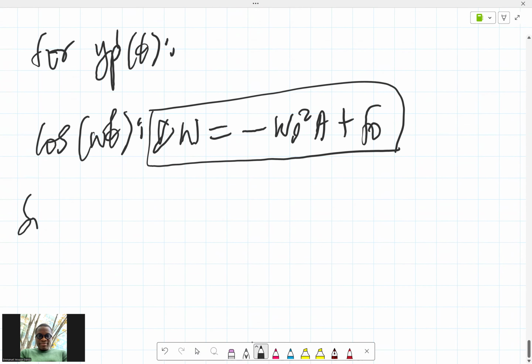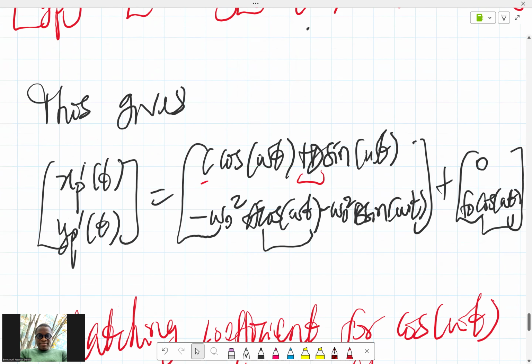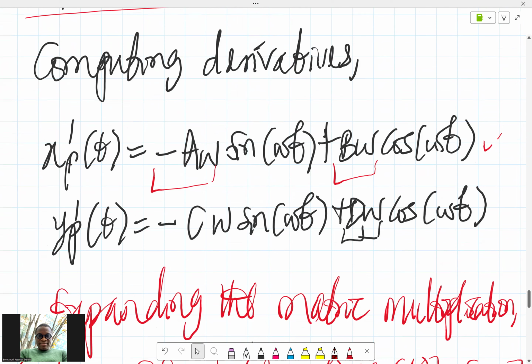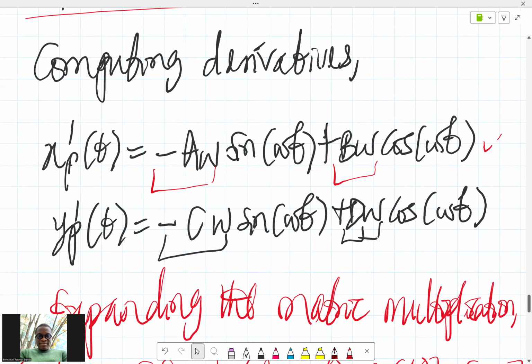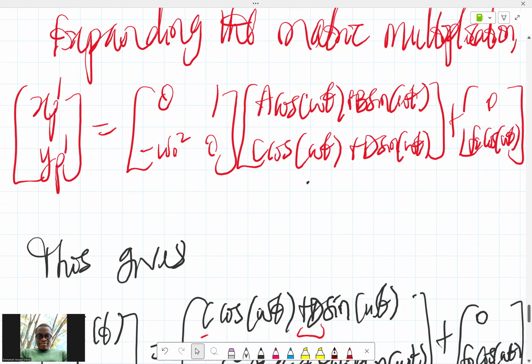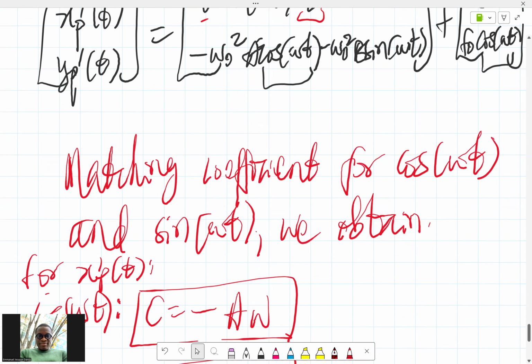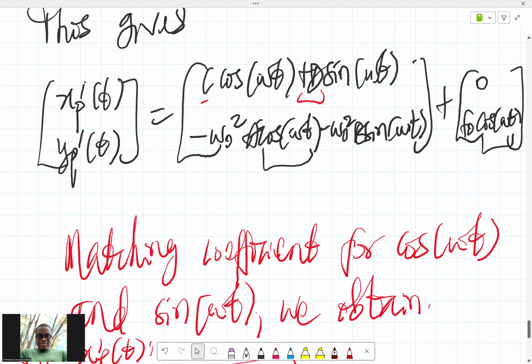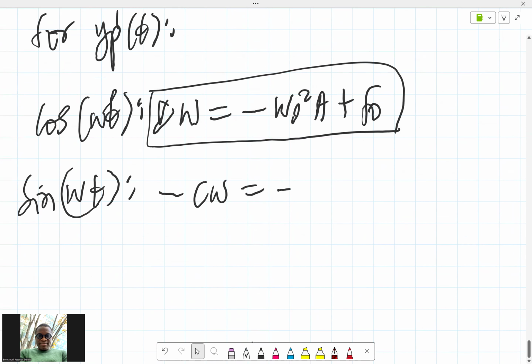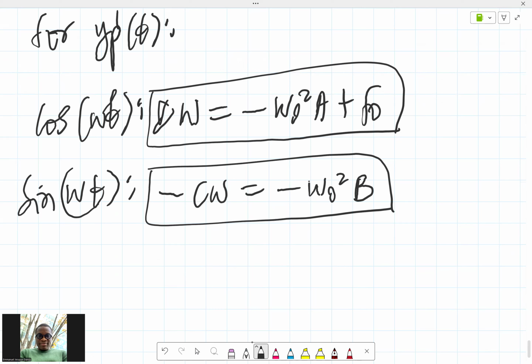Then for sine omega t, comparing the two, the coefficient on the top here is minus c omega. So we have minus c omega equals, for sine here, minus omega naught squared b. Okay, we have this now. All right, so we need to find all of these things. We are looking for A, B, C, and D.